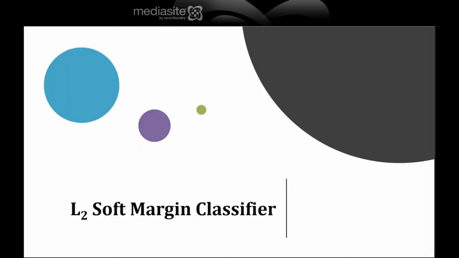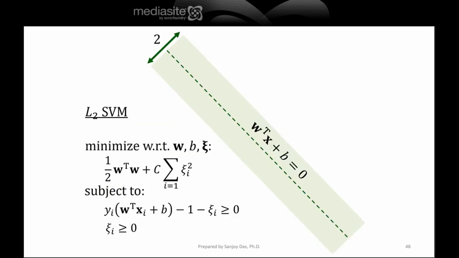Next, we move on to the L2 soft margin classifier. What I've shown here is the L2 SVM formulation, the primal, and the dual is very similar in derivation to that of the L1 SVM. The end.